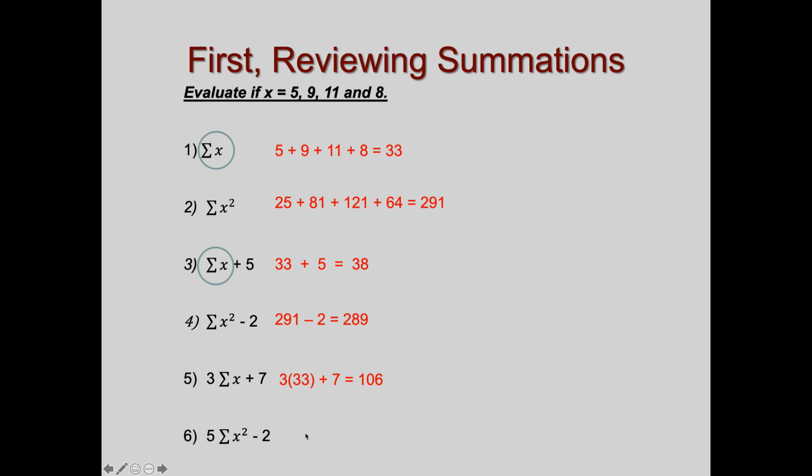How do you interpret number 6? Well, that means 5 times the value of the sum of x squareds minus 2. Go ahead, give that a try. That means it's going to be 5 times the value of x squareds, which was 291, minus 2. And that works out to be 1453.